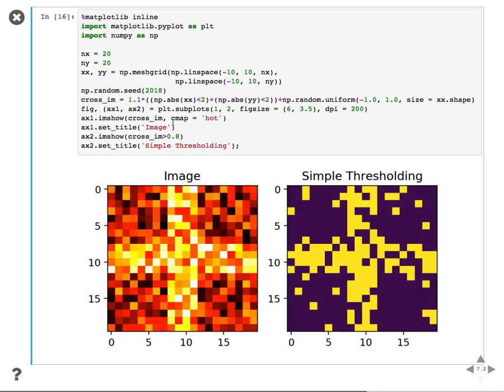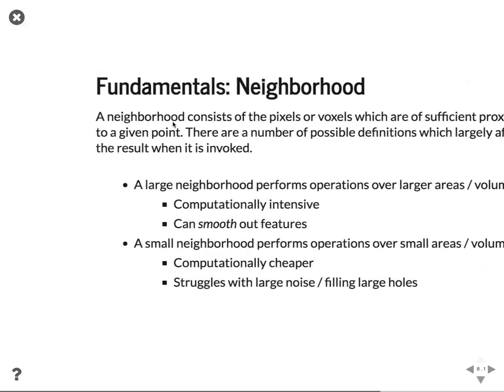So the simple thresholding just shows us that there's a cross here, but when you take a simple threshold, you end up with a lot of pixels outside the cross that shouldn't belong to it, and holes in the cross that should be filled. And so morphology are the tools that help us solve these problems.